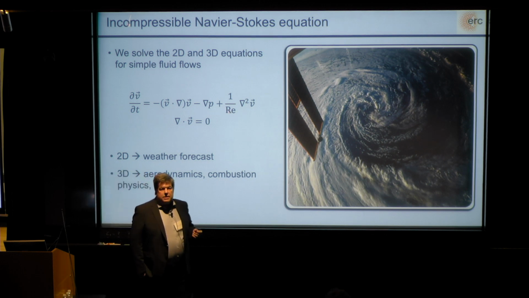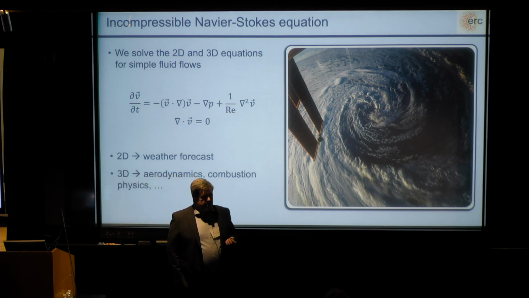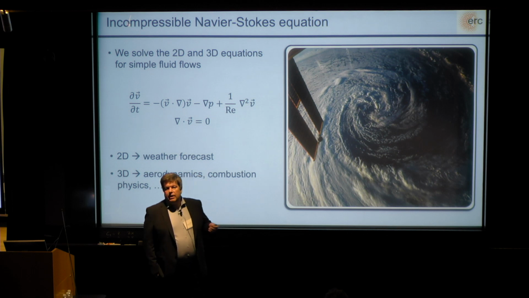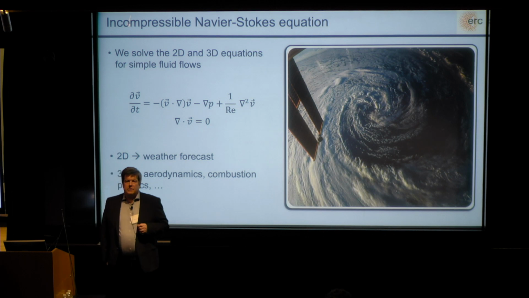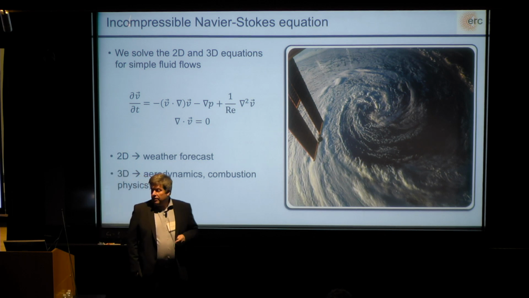The larger the Reynolds number, the more likely a flow is going to be turbulent. For small Reynolds numbers, simulations are pretty simple. It's like stirring honey. But for large Reynolds numbers, this becomes more difficult.